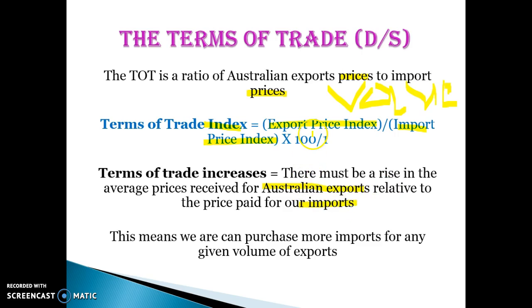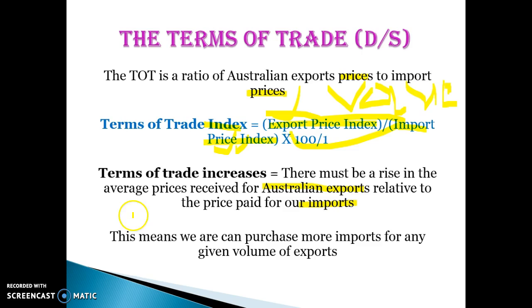So basically what we could say is that it could increase because export prices increase, it could increase because import prices decrease, it could increase because export prices go down but not as much as import prices, or it could increase because export prices and import prices go up but export prices go up by more. So as long as the numerator is higher than the denominator, compared to what it was last year, the terms of trade will go up.